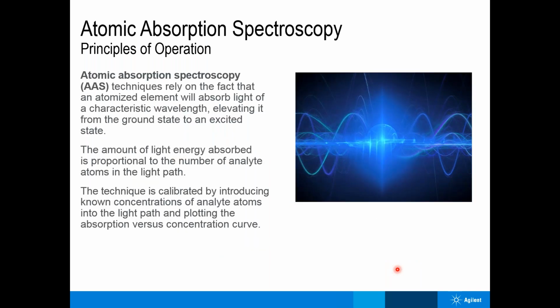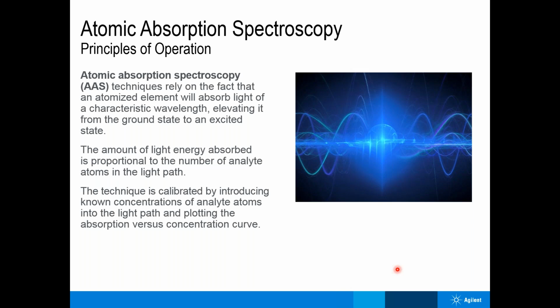So what is the principle of AAS? The AAS technique relies on the fact that an atomized element will absorb light of a characteristic wavelength, elevating it from ground state to the excited state. The amount of light energy absorbed is proportional to the number of analyte atoms in the light path. This technique is calibrated by introducing known concentrations of analyte atoms into the light path and plotting the absorption versus concentration curve.